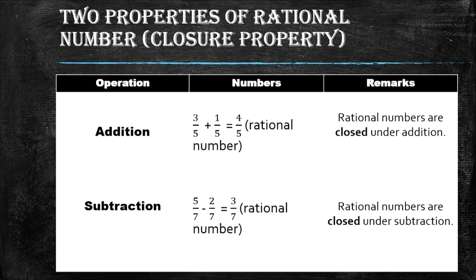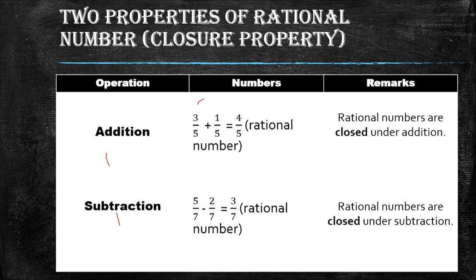Properties of rational numbers. The first two properties are closure and commutative. Let's see the closure property. There are four operations under the closure property which we perform: addition, subtraction, multiplication and division. The closure property is nothing but when you add, subtract, multiply or divide two numbers.